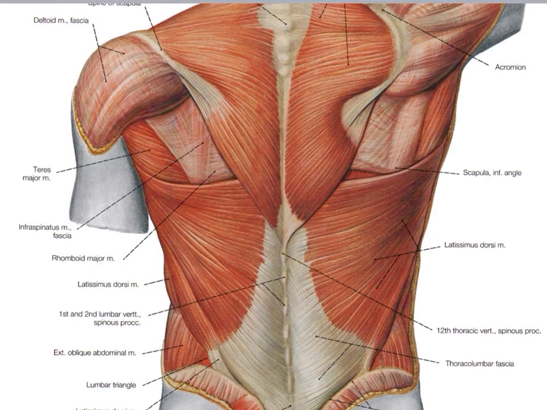Here's a better view, going a little bit further down. Again, there's your deltoid muscle. Here's your trapezius muscle. There you see one of the rhomboid majors sticking up. There you see your infraspinatus. There's your teres major. This big flat sheet of muscle is your latissimus dorsi. You can start to see some of the abdominal obliques sticking out up under there.